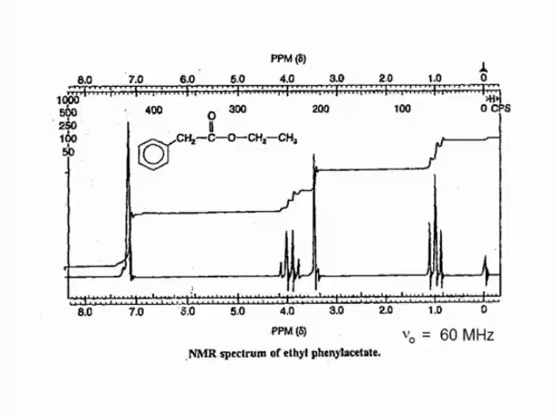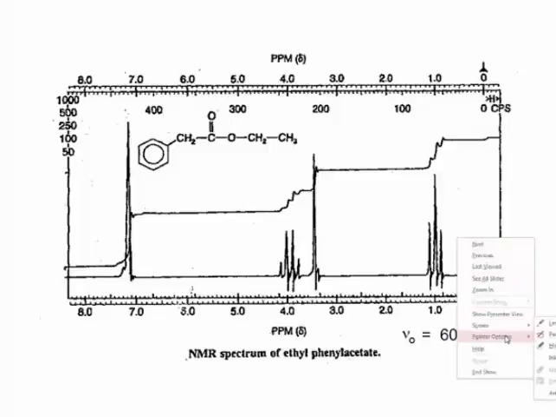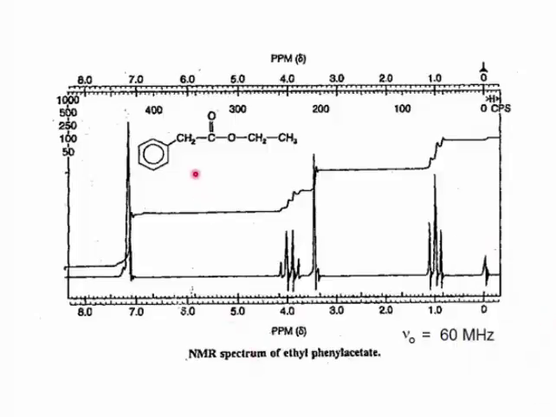Okay, here we have this NMR spectrum of ethyl phenyl acetate. The spectrum is taken with a 60 megahertz spectrometer. Our task is to interpret this NMR spectrum, that is to say, which sets of protons in the molecule correspond to which of the NMR signals. Now there's a number of things that we can do in that regard.